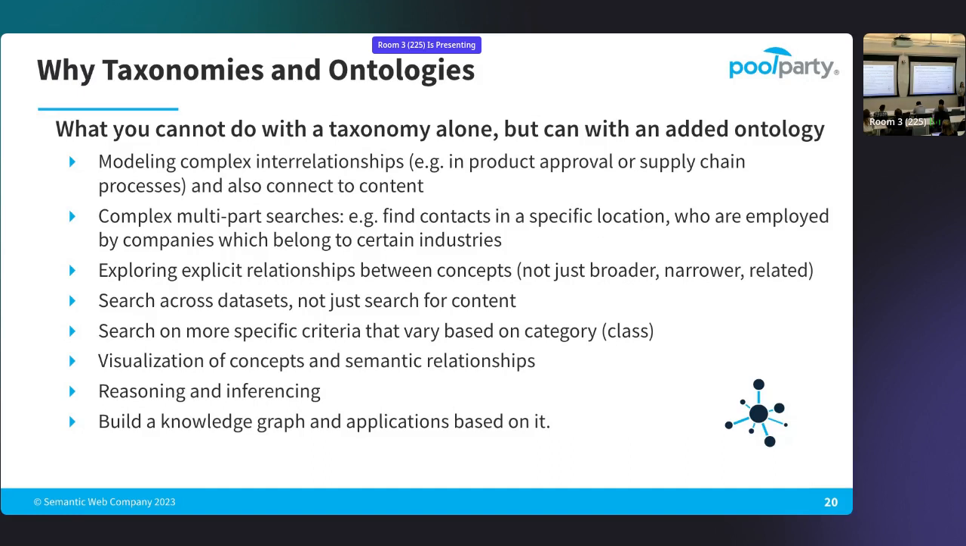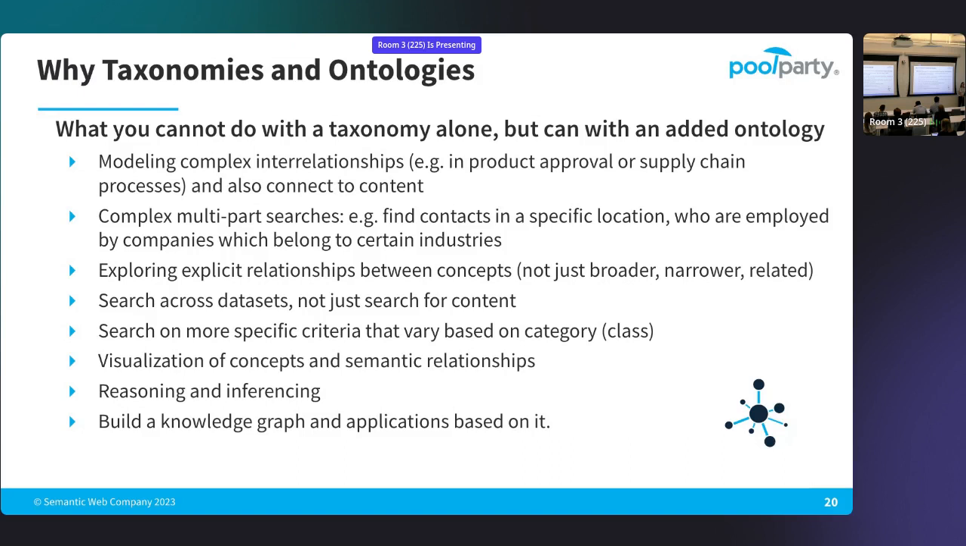And even just exploring these explicit relationships between concepts, not just broader, narrower, and related. And then searching across data sets and not just content. So taxonomies alone are good for content, but hey, we're all interested in data too. There's a lot of it. And that's brought into ontologies, everything with those attributes, which are also called data type properties. There can be a lot of data in there. And then even modeling the semantic relations may be based on data. This may come in originally in spreadsheets.